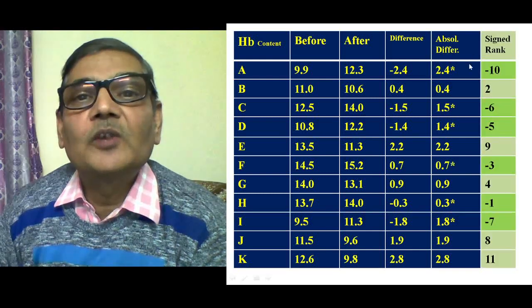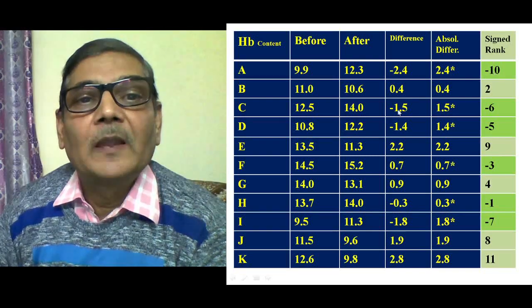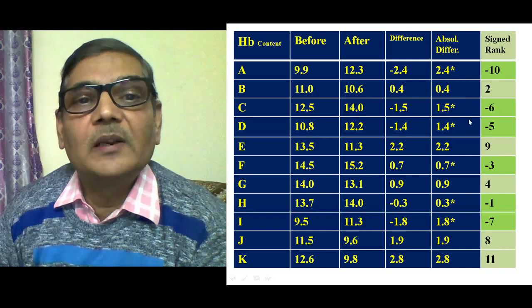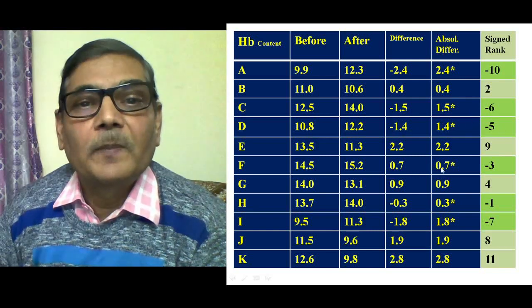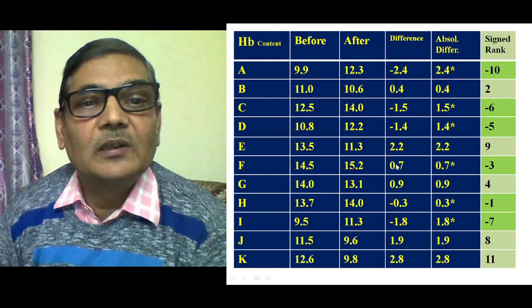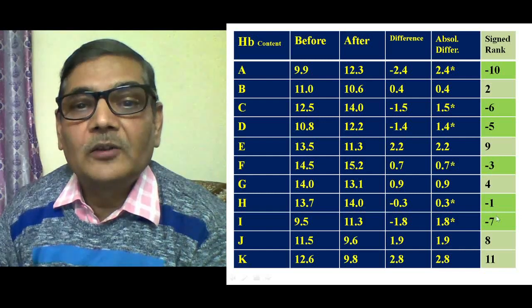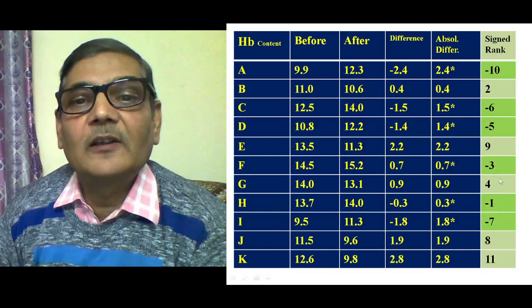Now in the next step, we have to see which of the ranks are minus and which of the ranks are plus. We find that this rank is minus, meaning minus 10. So now we are putting signed ranks. This one is in minus, then this one is in minus, then this one is in minus, and this one should actually be minus. Unfortunately, this minus value was left over here, so this will be minus 3. So we have put the signed ranks.